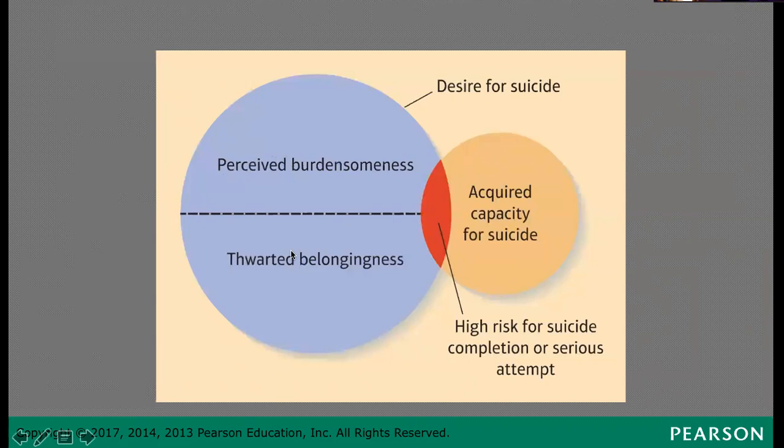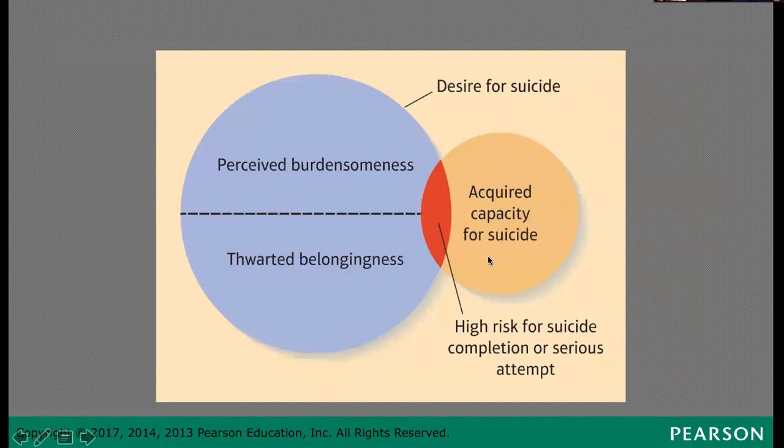And then thwarted belongingness is you want to belong. You want to belong to a social group. You want to be accepted. It's a fundamental human need to want to be part of a relationship or a social group, and you can't. Somehow you don't feel like you're accepted or integrated into a social group. These factors contribute to desire, but they're not necessarily going to contribute to active suicide.